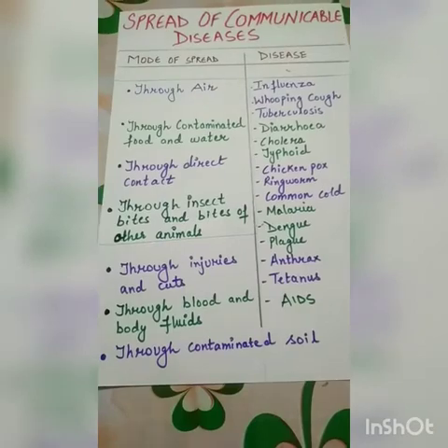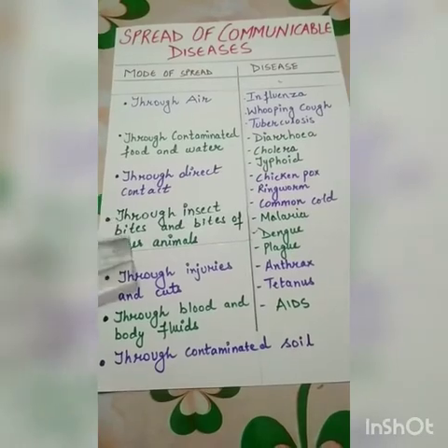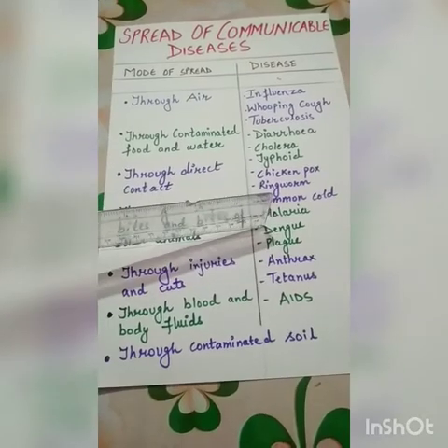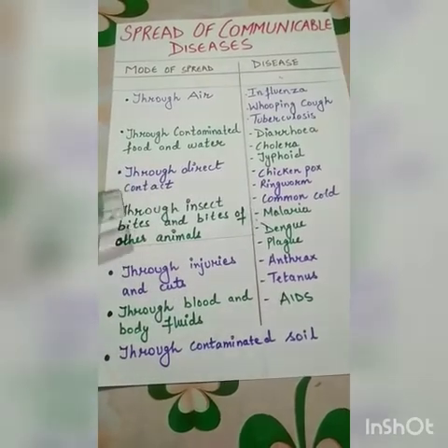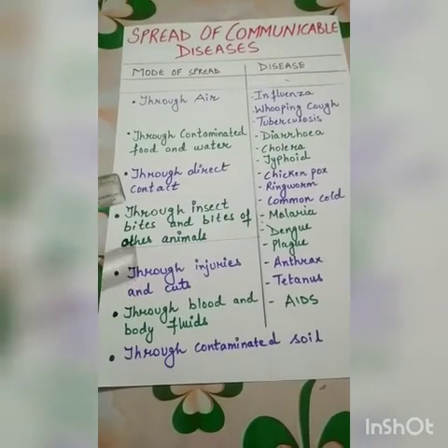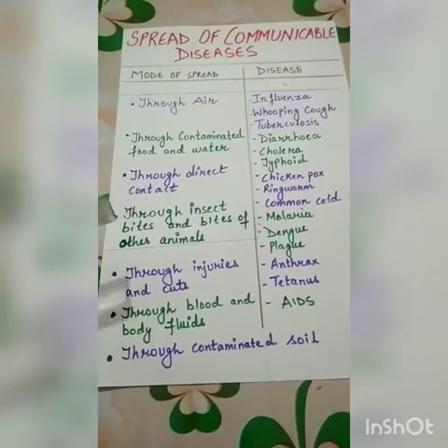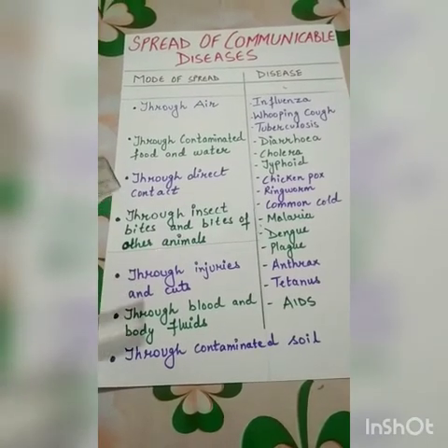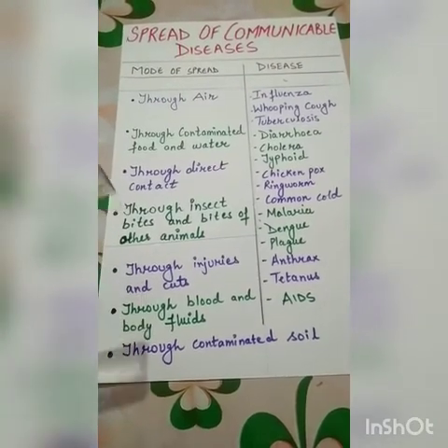Then, there are some diseases which spread through insect bites and bites of other animals. Some diseases like malaria, dengue, plague, etc. are spread by insect bites or bites of other animals by transferring germs from a sick person to a healthy person. When an insect bites or sucks the blood, they become carriers of the germs. When these insects bite a healthy person, the germs are injected into his blood.